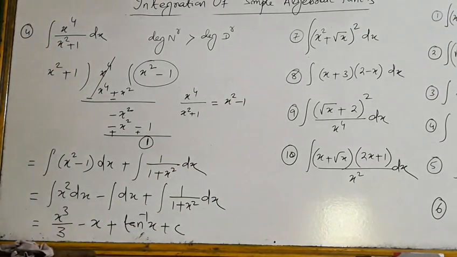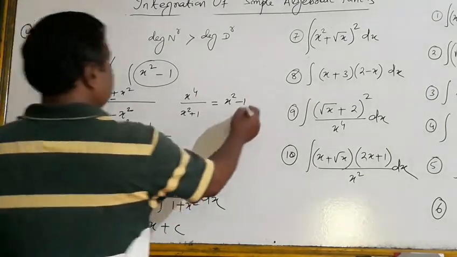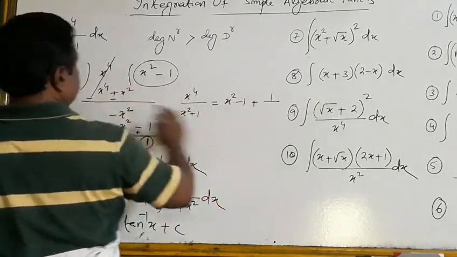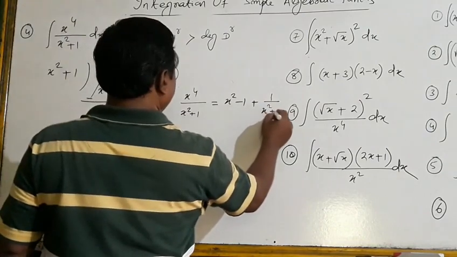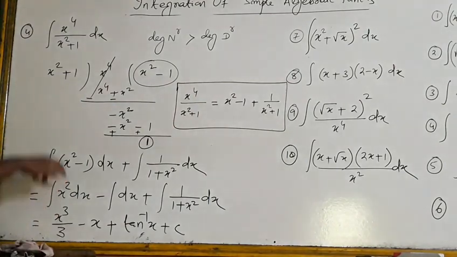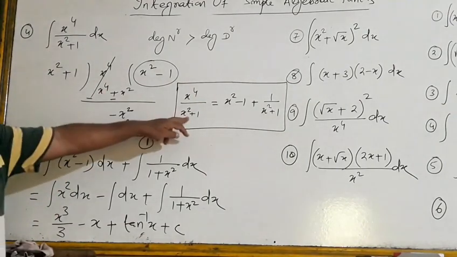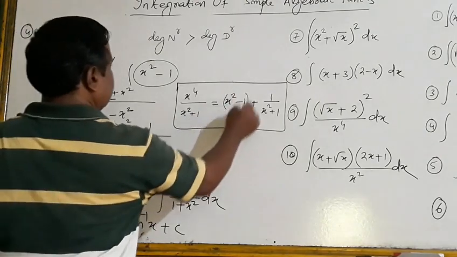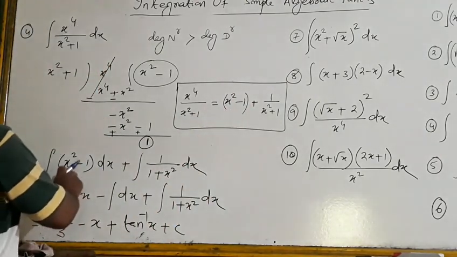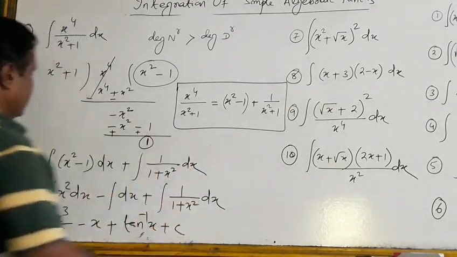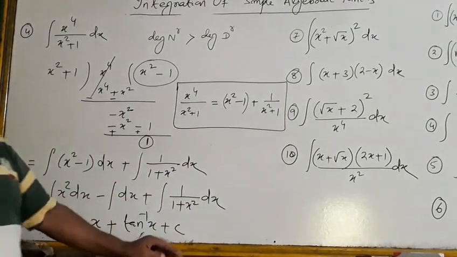Bhagaphala is telling us quotient plus remainder, bhagashesha by bhajaka. This is the quotient. And I am applying this formula here to x⁴ by x² + 1. I am writing (x² − 1) dx plus 1 by (1 + x²) dx. Then you will integrate this.